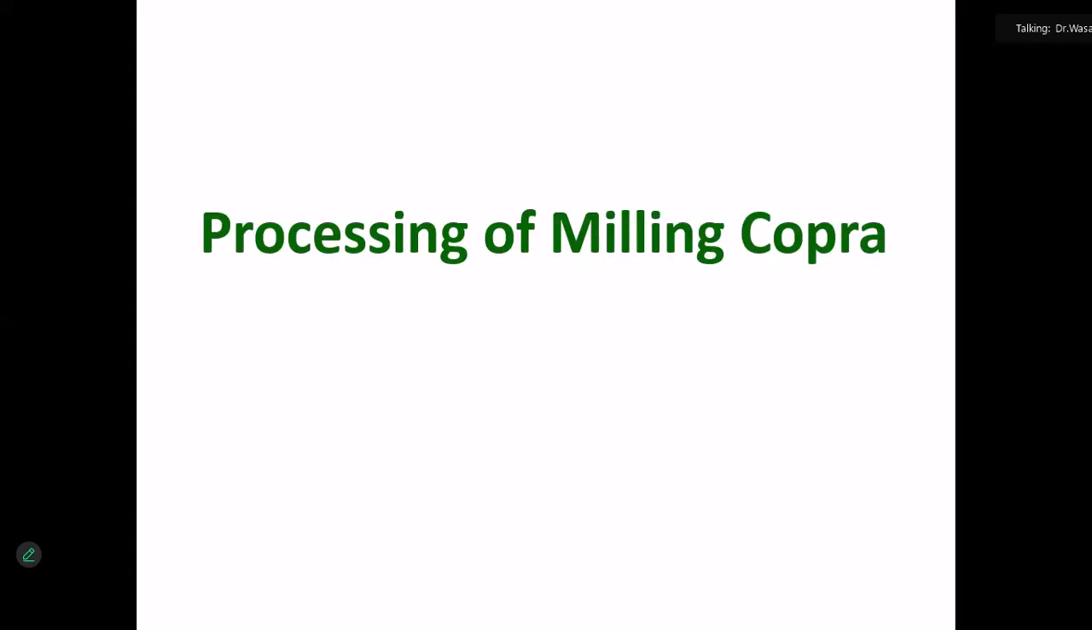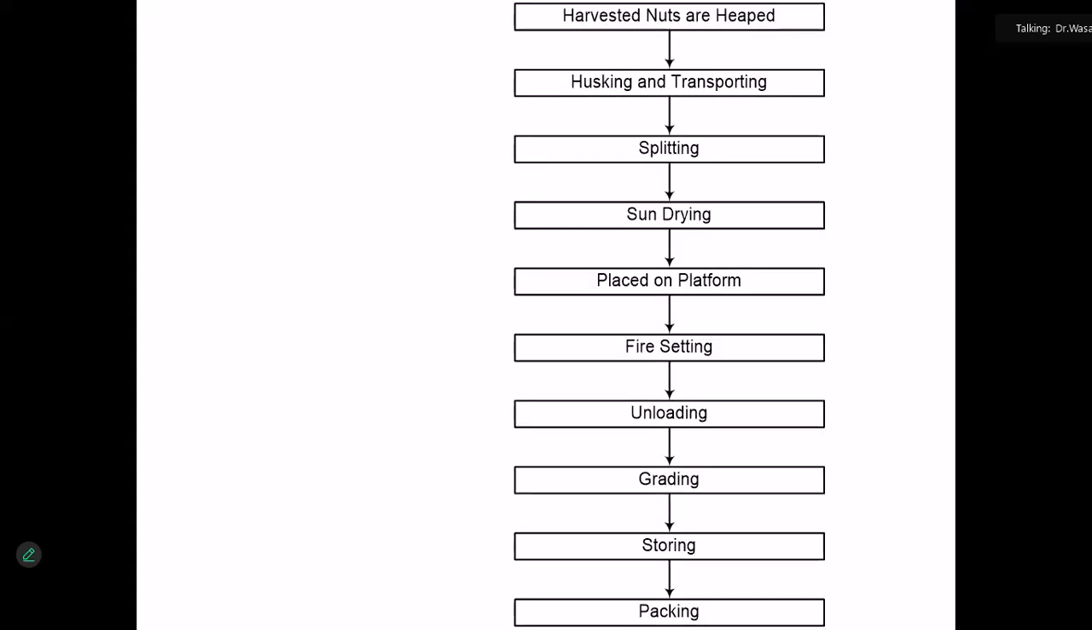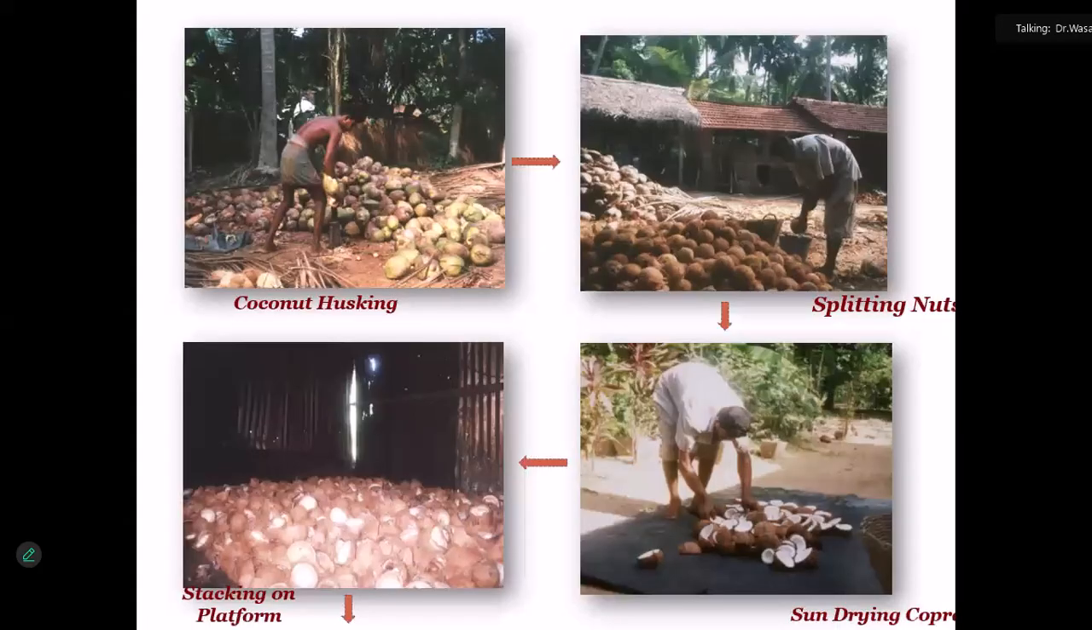Our topic is milling copra. That is cup copra. Milling copra means cup copra. That's the commercial product. Here you can see what we are doing: we harvest the nuts first, then store them at least for 4 weeks. Then dehusking, splitting, sun drying, placed on a platform, firing, unloading, and so on. I will explain this one step by step.